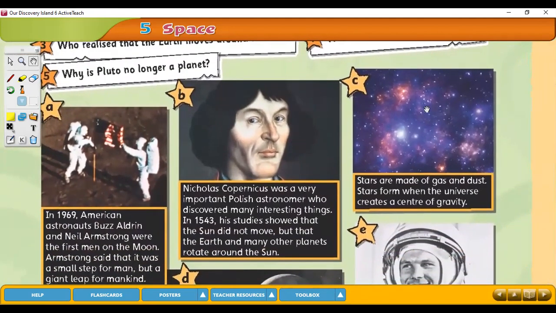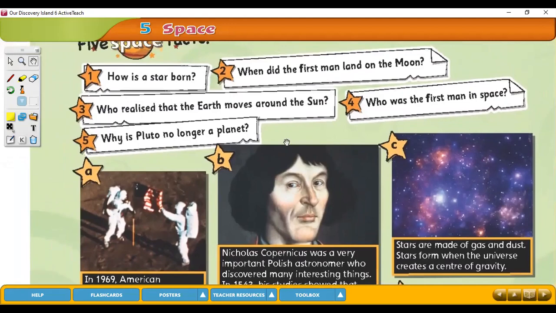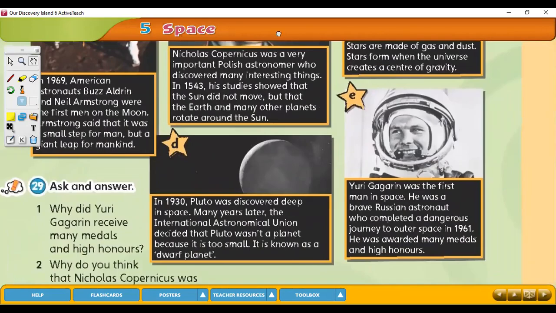Picture C. We have a picture of the stars here. Stars are made of gas and dust. Stars form when the universe creates a center of gravity. So now we know how a star is born. A star is made of gas and dust, and it's born, or it's formed, when the universe creates a center of gravity.